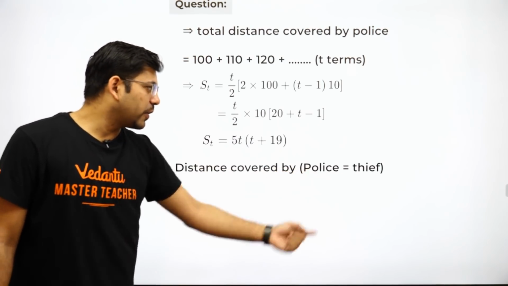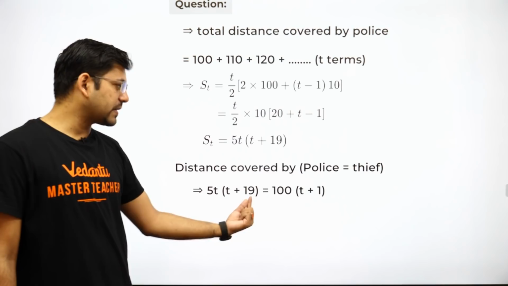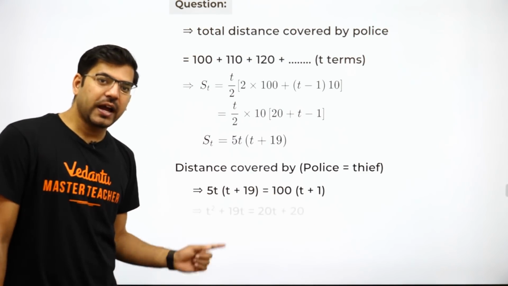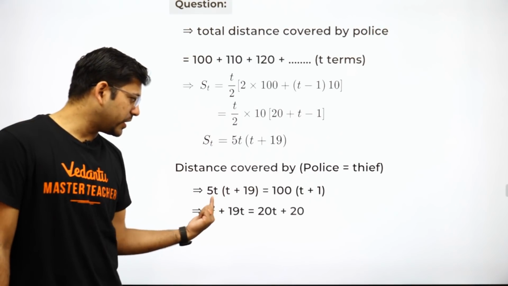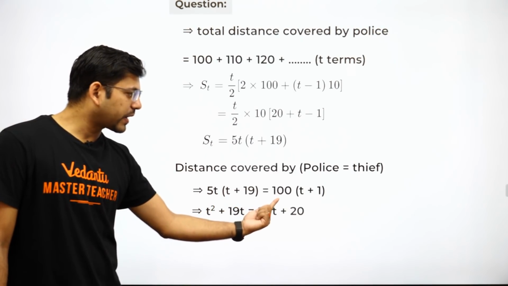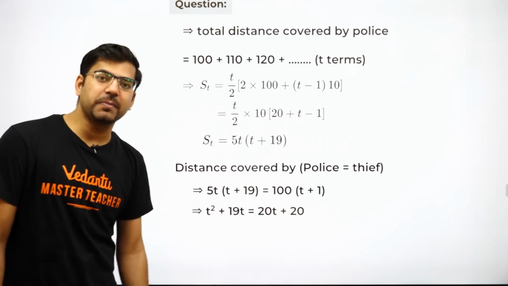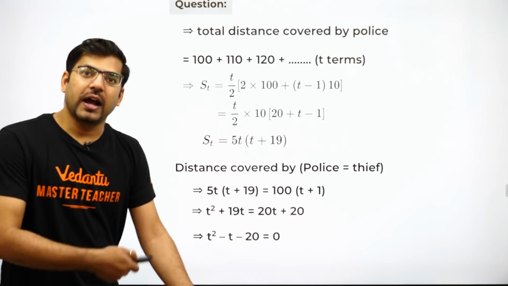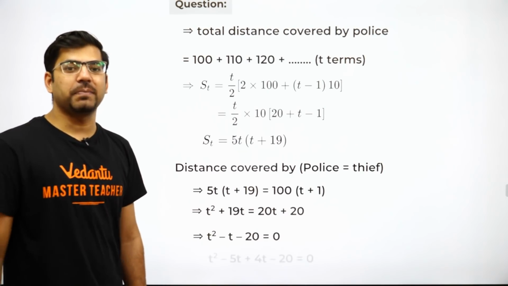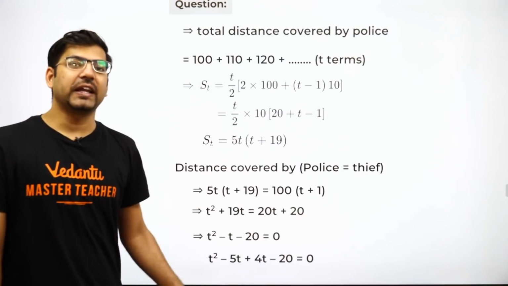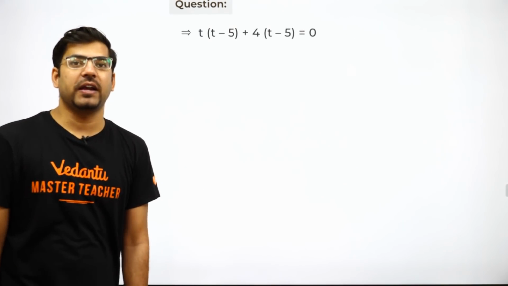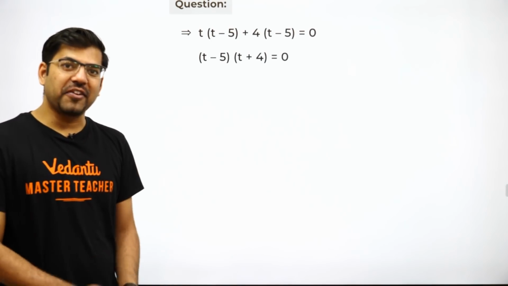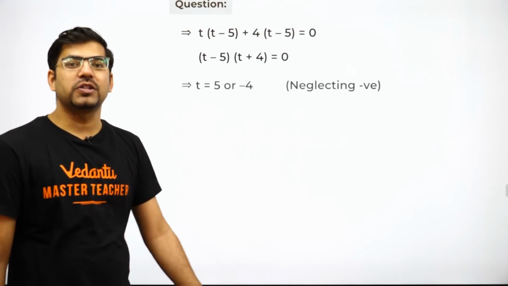So police distance is equal to thief distance, and 5t into t plus 19 should be 100 times t plus 1. 5 will cancel 100 in 20 times, and I'll get t into t plus 19, that is t square plus 19t, equal to 20 into t plus 1, that is 20t plus 20. Now solving this, I'll get t square minus t minus 20, and making the middle term splitting, it is minus 5t plus 4t, and then taking the common, I'll get the factors as t minus 5 into t plus 4.